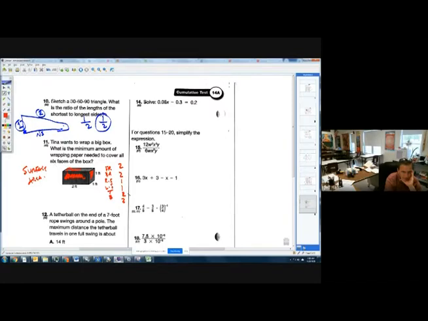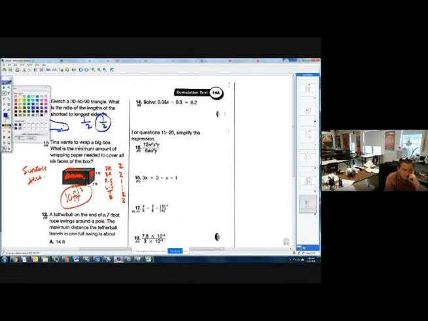So the minimum amount of wrapping paper needed, barring everything gets covered exactly perfect, is 2, 4, 6, 8, 10 square feet of wrapping paper. I wonder what kind they'll use. Makes no difference, does it?